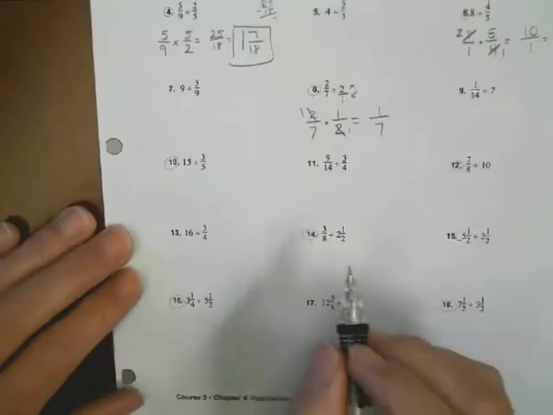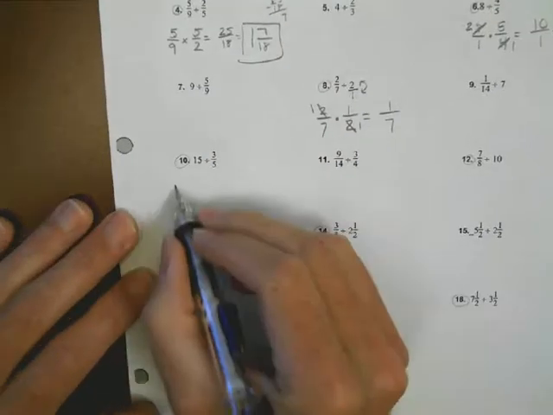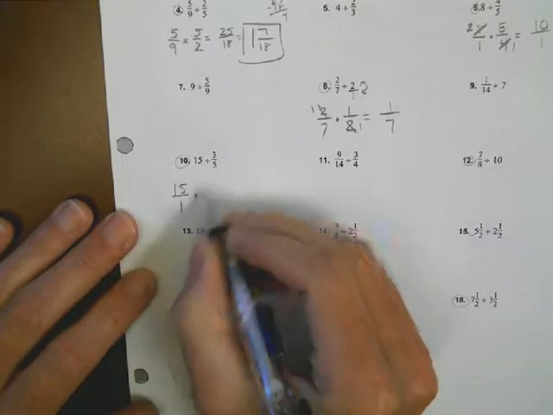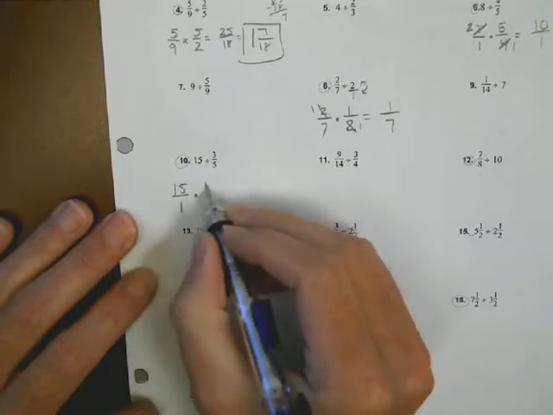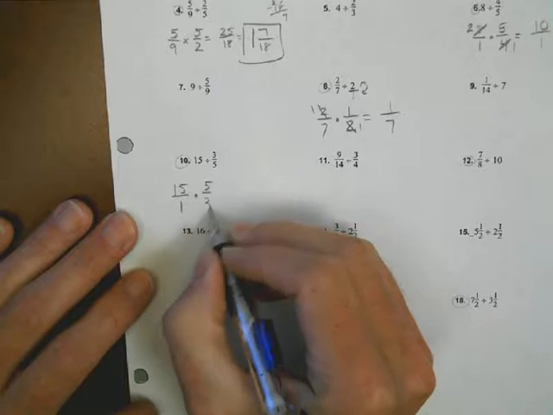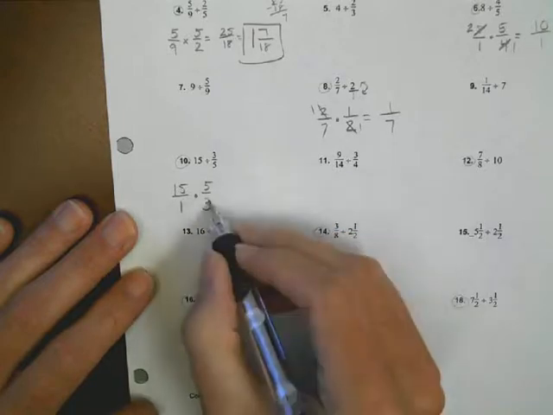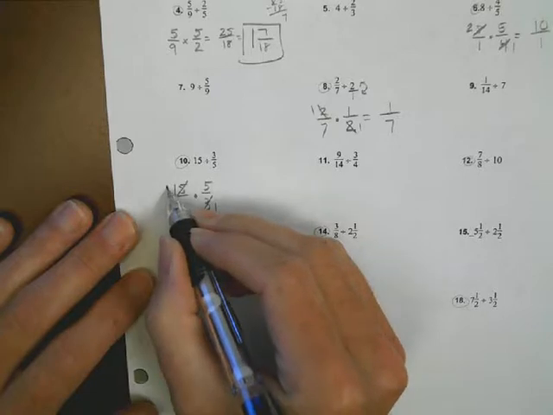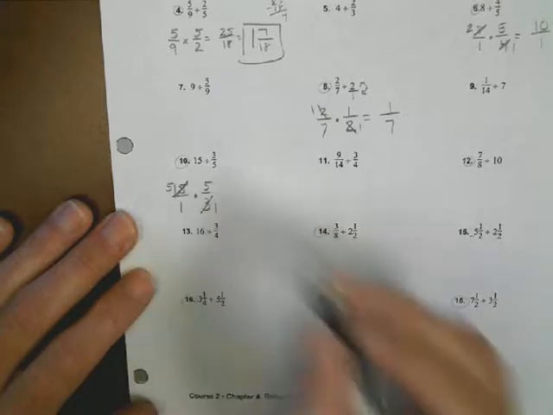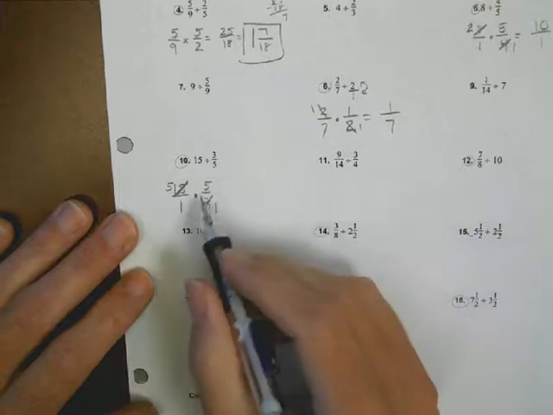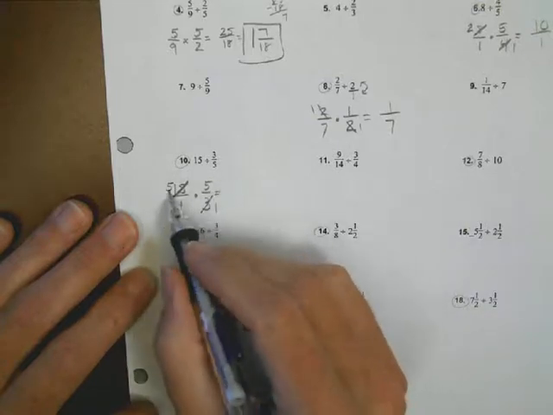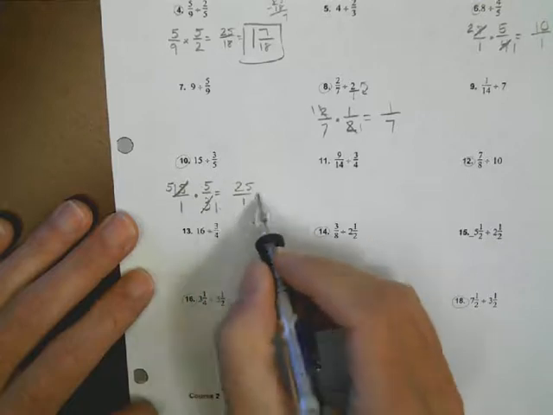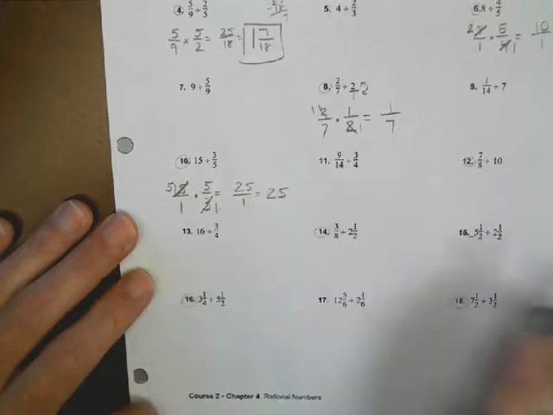Looking at number 10. I have 15, which becomes 15/1. And I multiply by, flipping it, 5/3. How many 3s are in 3? 1. How many 3s are in 15? There's actually 5 threes in 15, because 3 times 5 is 15. Multiply straight across. 5 times 5 is 25, and that's all over 1 times 1, which is simply 25.